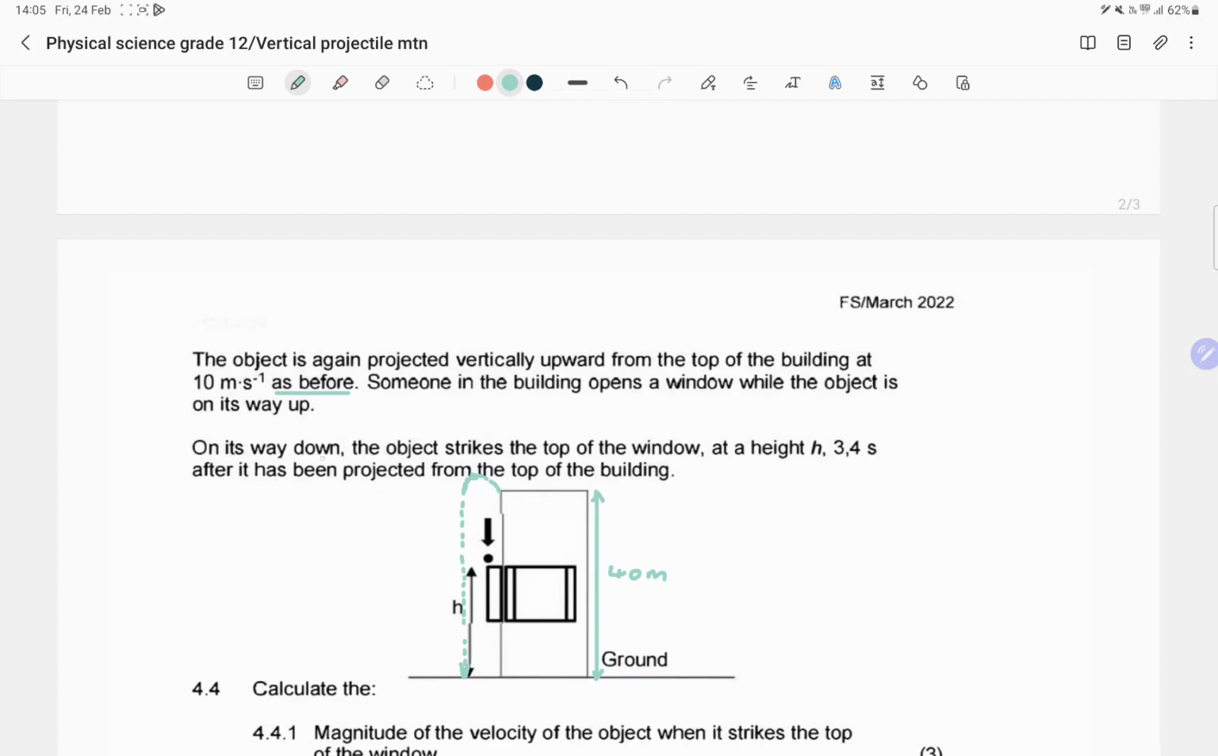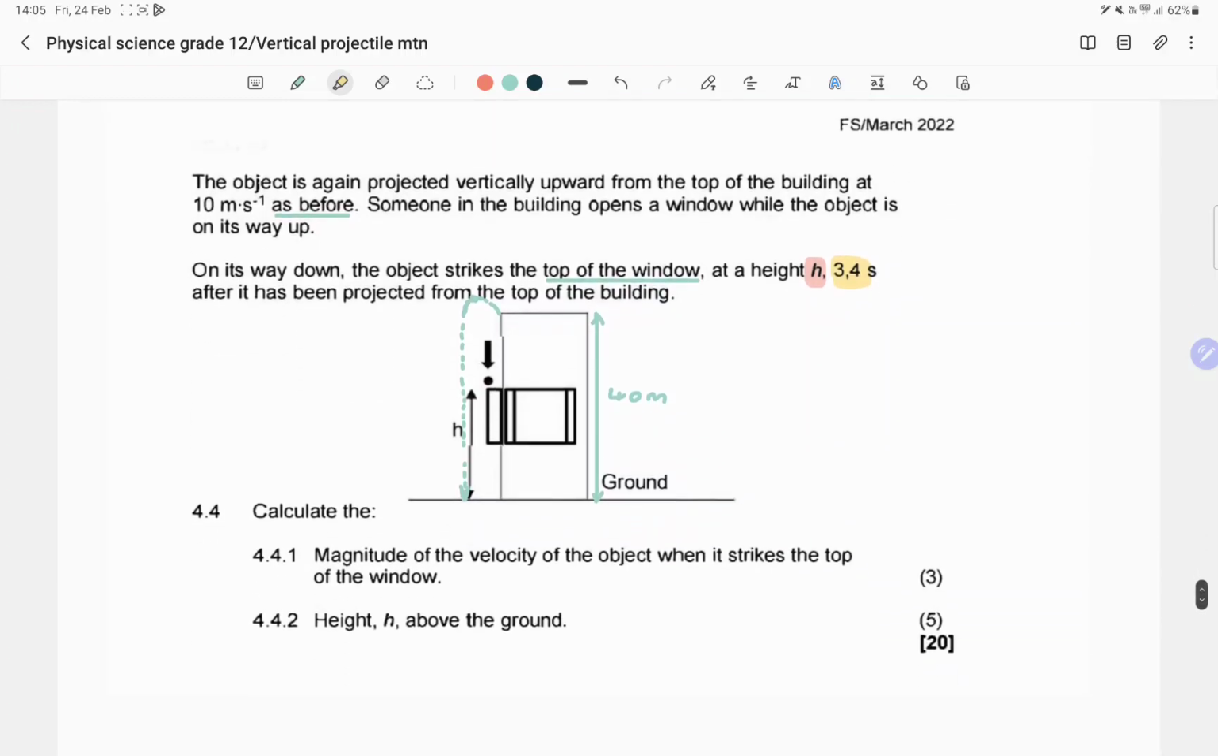Now what are we told? On its way down, the object strikes the top of the window, okay, at a height h, and 3,4 seconds after it has been projected from the top of the building, okay? So not a problem. We want the magnitude of the velocity of the object when it strikes the top of the window. All right.